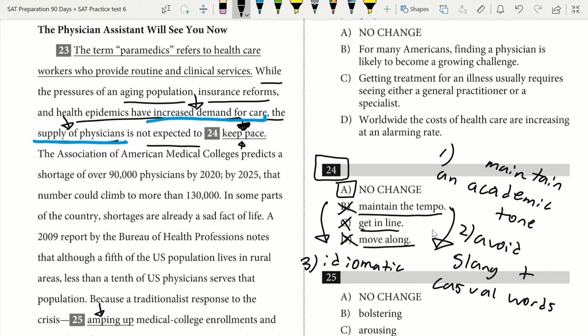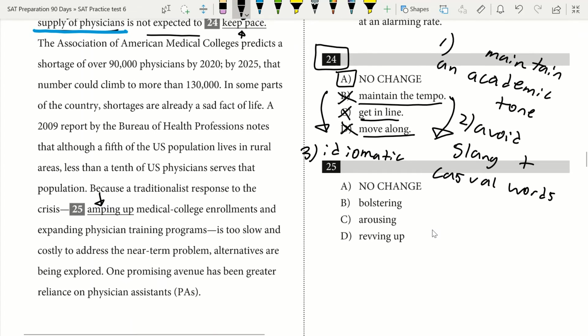So let's take a look at question 25, because it's also testing your ability to maintain an academic tone, avoid slang and casual words. For number 25, it's not really testing your ability to be idiomatic. That one is just testing your ability to maintain an academic tone and avoid slang and casual words. That was just one of the answer choices for question 24 that was testing your ability to be idiomatic.